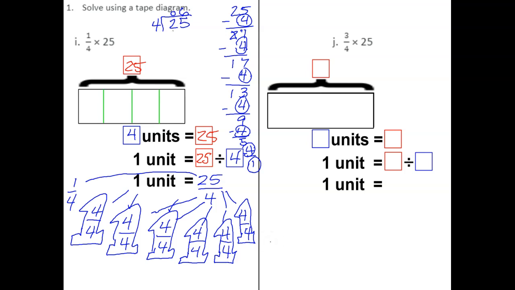6 times 4 is 24. That's how we got all the way down. We took away 1, 2, 3, 4, 5, 6 fours, which was 24. 4, 8, 12, 16, 20, 24. That's my 24 fourths. And I have 1/4 remaining, which is this right here. That's how I got 1, 2, 3, 4, 5, 6, and 1/4. So I know that each unit is 6 wholes and 1/4.